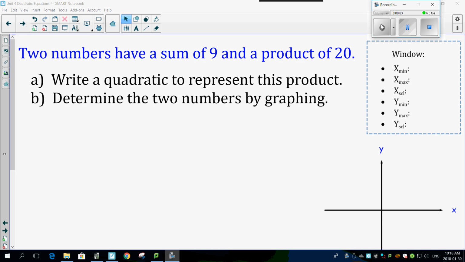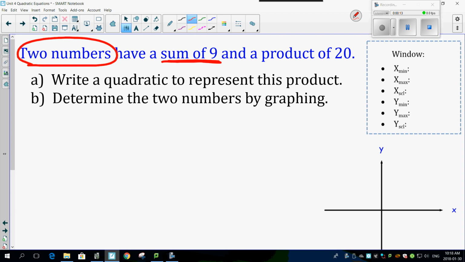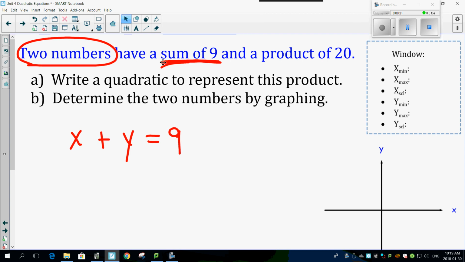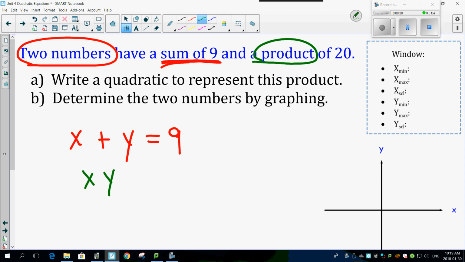Problems, everybody's favorite. Okay, so read the question. Always read the question. It says two numbers have a sum of 9. So you got two numbers, x and y. It has to have a sum, which means plus, and it equals 9. Well, how tough is that? And it has to have a product. So a product means timesing them, and that product is 20.